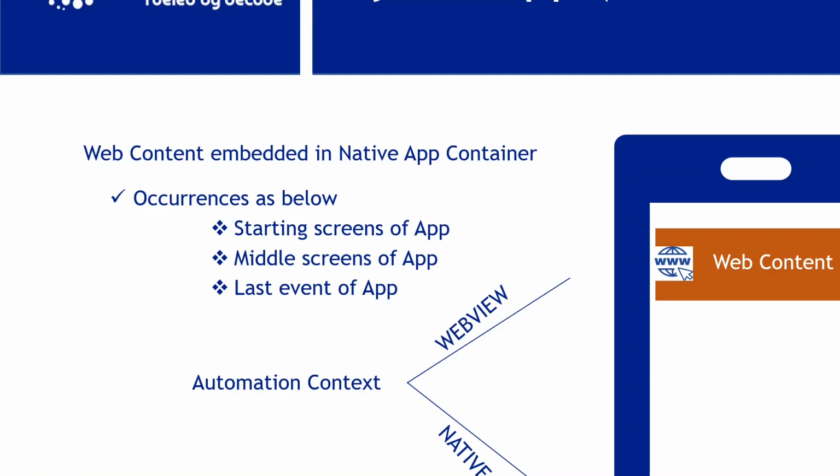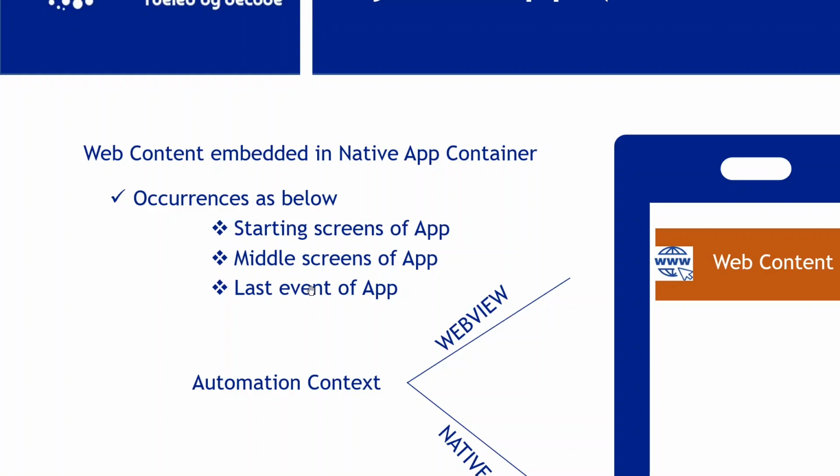The third occurrence is the last event of the app. Suppose you have a sign out screen, or some feedback screen, and you think that is going to be your last screen of the app. When you sign out, it lands on some web page that demands web controls. Based on my experience and my view on this technology, these are the three occurrences that we call a hybrid app.